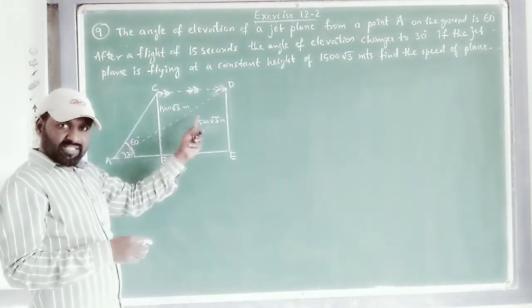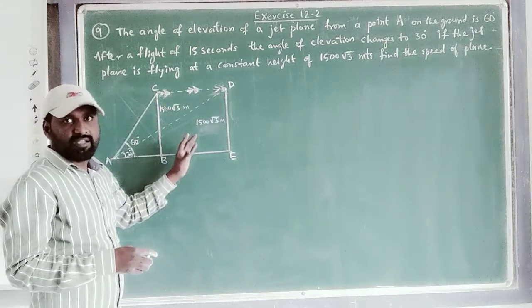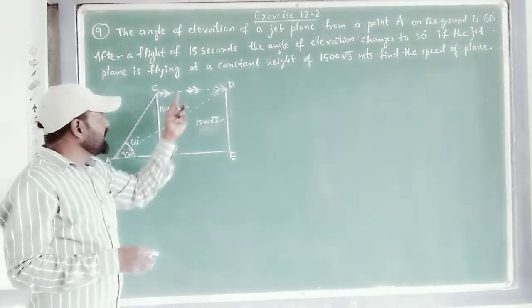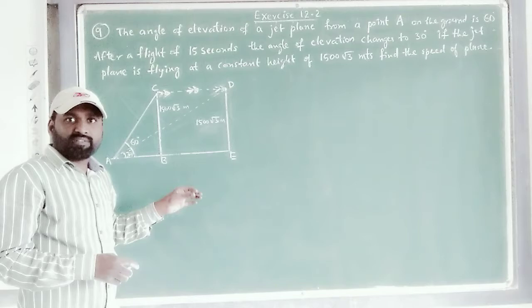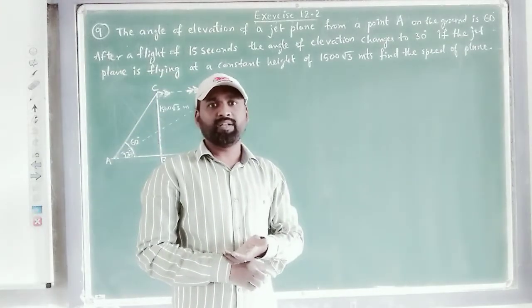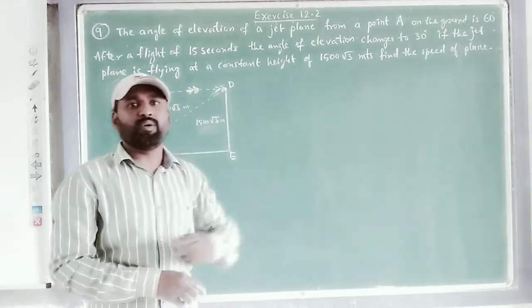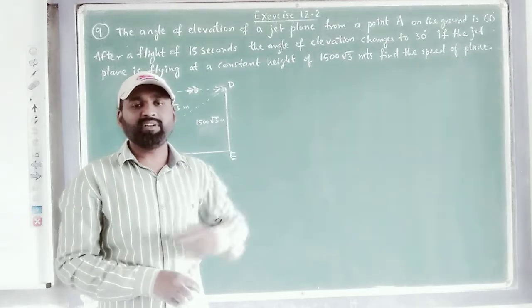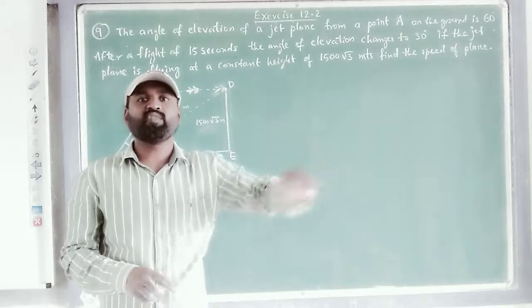So in 15 seconds time, that flight has traveled some distance. So what is the speed to reach here? That speed we have to calculate. To find out the speed, we need time and distance. We know that speed is equal to distance by time formula. But we do not know the distance here. We know the time, 15 seconds, but we do not know the distance. So first of all, we have to find the distance in order to find the speed.